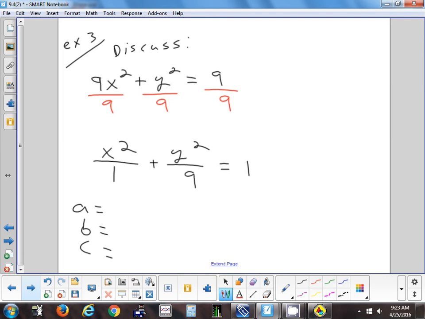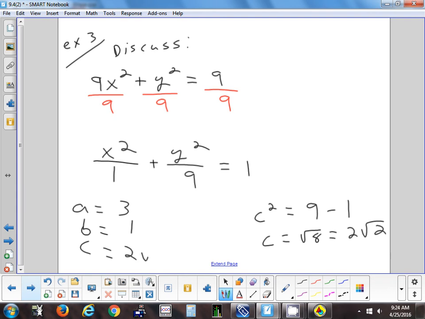Now we'll identify A, B, and C, and then we'll discuss it by describing those 4 criteria. All right, what's A here? Careful, A squared is 9. 3. Yep, A is 3. How about B? 1. And C? C squared equals A squared minus B squared. So what's C? Square root of 8. Which, if you reduced it, would be 2 root 2. Okay, I'll reduce it for this one.